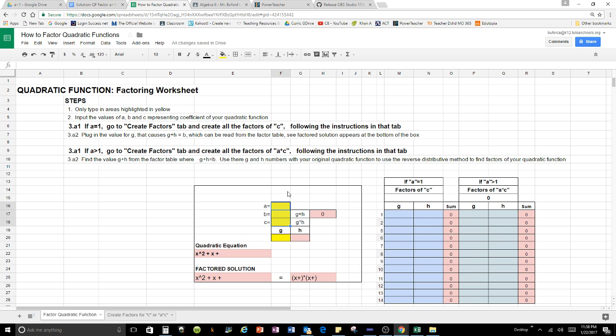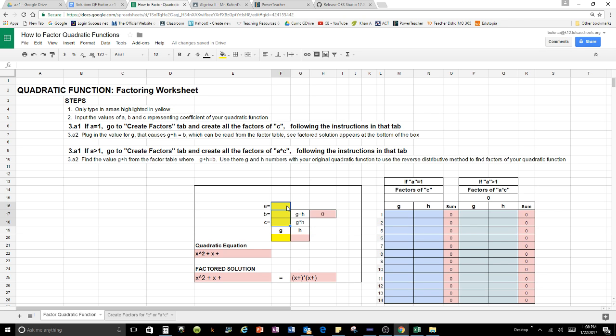Okay, first we're going to look at an example where we have a quadratic function where a is equal to 1, and then a quadratic function where a is greater than 1.